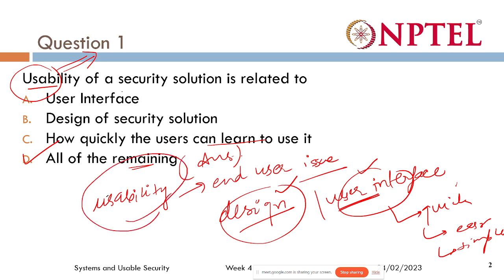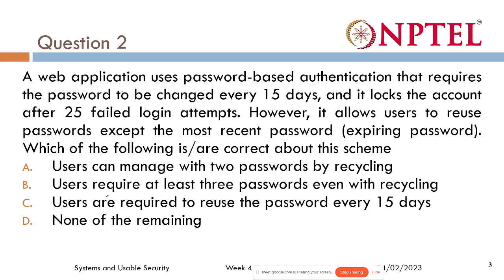Simple definition of usability: everything that is related to the end user, not only in terms of its user interface but also its design, how easy the design is, how easy it is to learn and implement, and simple to be adopted by other users. So this is one thing. Moving on to the next question, give this also a try.